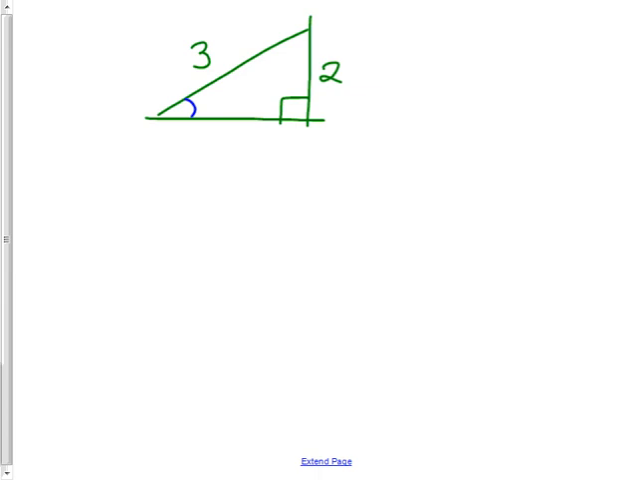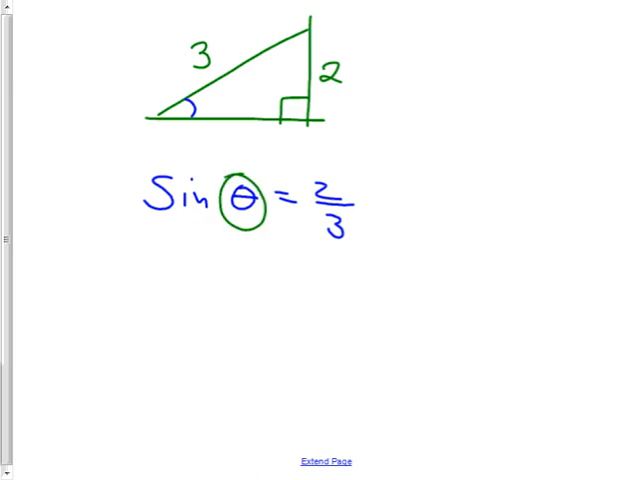So on this one, would you agree from that blue angle's perspective that I have the opposite and I have the hypotenuse? So which functions should I choose? Which one is opposite and hypotenuse? Sine. So I go sine of, I don't know what to put, so I put theta, is equal to what? Opposite over hypotenuse, which is what? 2 over 3.